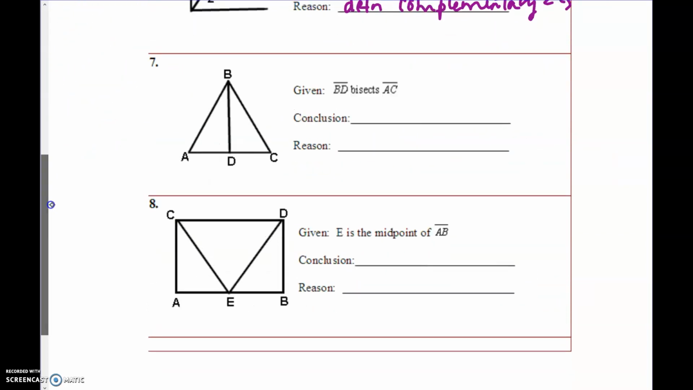All right, BD is bisecting AC. So BD is coming down and bisecting AC. So we can say that AD is going to be congruent to DC. Why can we say that? That's the definition of a segment bisector. Oh, I forgot the C. Bisector.